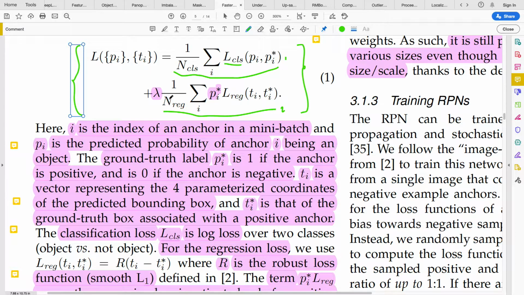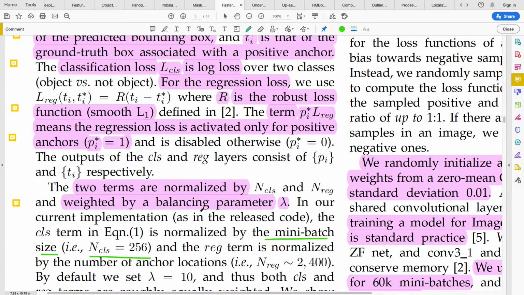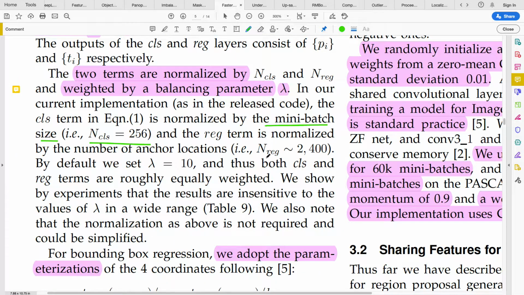Likewise, we have this N_reg, which is a normalization parameter for us to normalize this, and we have this lambda, which is a regularization parameter. You can see the details here. Their N_reg is normalized by the number of anchor locations, which in their own case is roughly 2,400, and they set the lambda to 10, so that the cls and the reg terms can be roughly equally weighted.